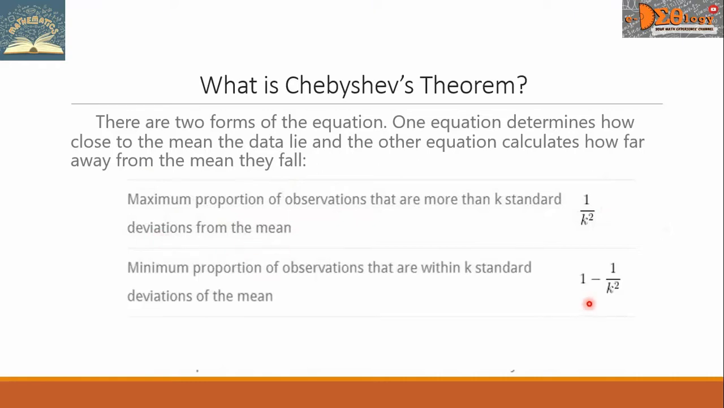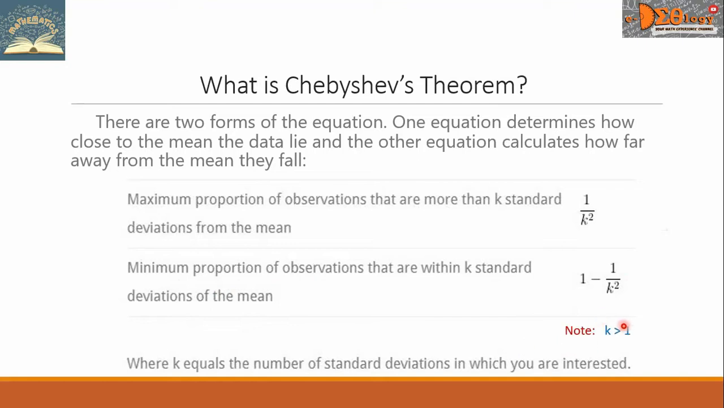The other formula, 1 minus 1 over k squared. This is the minimum proportion of observations that are within k standard deviations of the mean, where k equals the number of standard deviations in which you are interested. Take note here that k must be greater than 1.